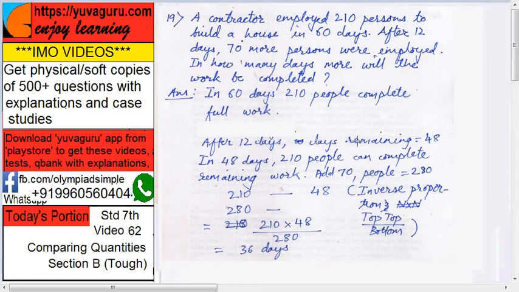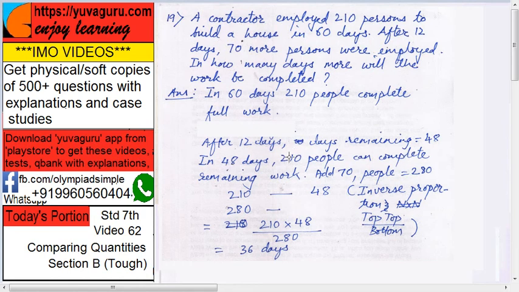The total days remaining is 48 after 12 days. Out of 60, 12 are gone, so 48 remaining. So in 48 days, the remaining work is to be completed. Now what work is remaining? Let's see. Whatever work is remaining, if 210 persons are employed and these 70 are not brought, then in 48 days these 210 people will complete it.